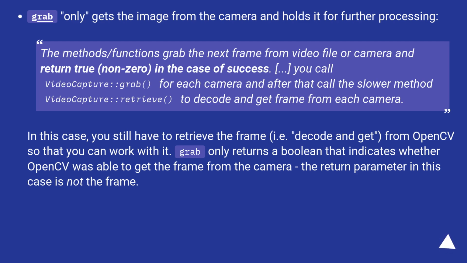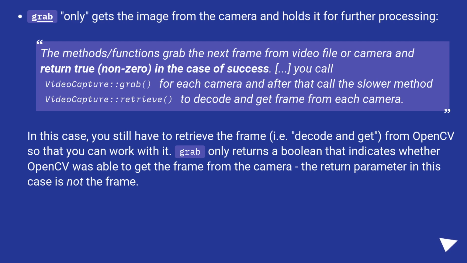In the case of success, you call VideoCapture::grab for each camera, and after that call the slower method VideoCapture::retrieve to decode and get the frame from each camera. In this case, you still have to retrieve the frame, i.e. decode and get, from OpenCV so that you can work with it.